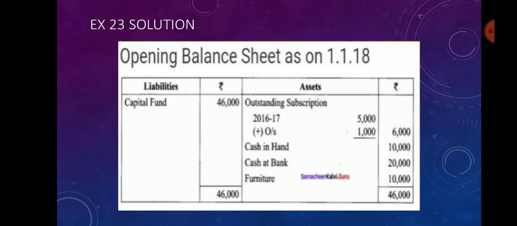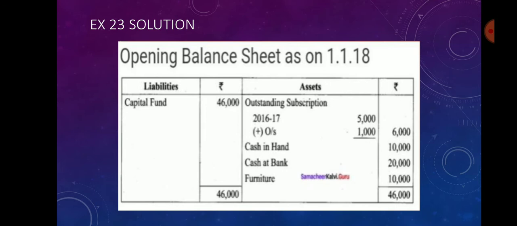In this problem, we have to prepare 3 accounts. One is to find out the opening capital fund, then second one income and expenditure account, and finally the balance sheet is prepared. The first step, find out the opening balance. So before you go to prepare the opening balance sheet, listen carefully.